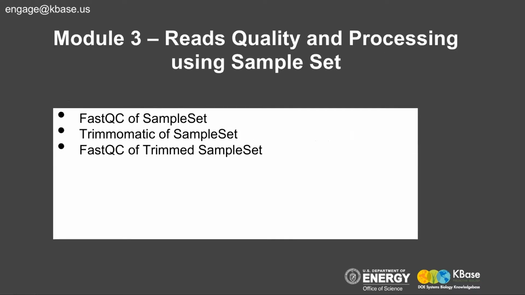Then the next step is the reads quality and processing using the sample set. So you will use the sample set for FastQC for the assessment of the reads. It will provide a report for each individual read object and also for the sample set. And then you can use that sample set, if it is needed based on that assessment, for Trimmomatic. And once you have the Trimmomatic reads, you can again run FastQC to get the assessment.